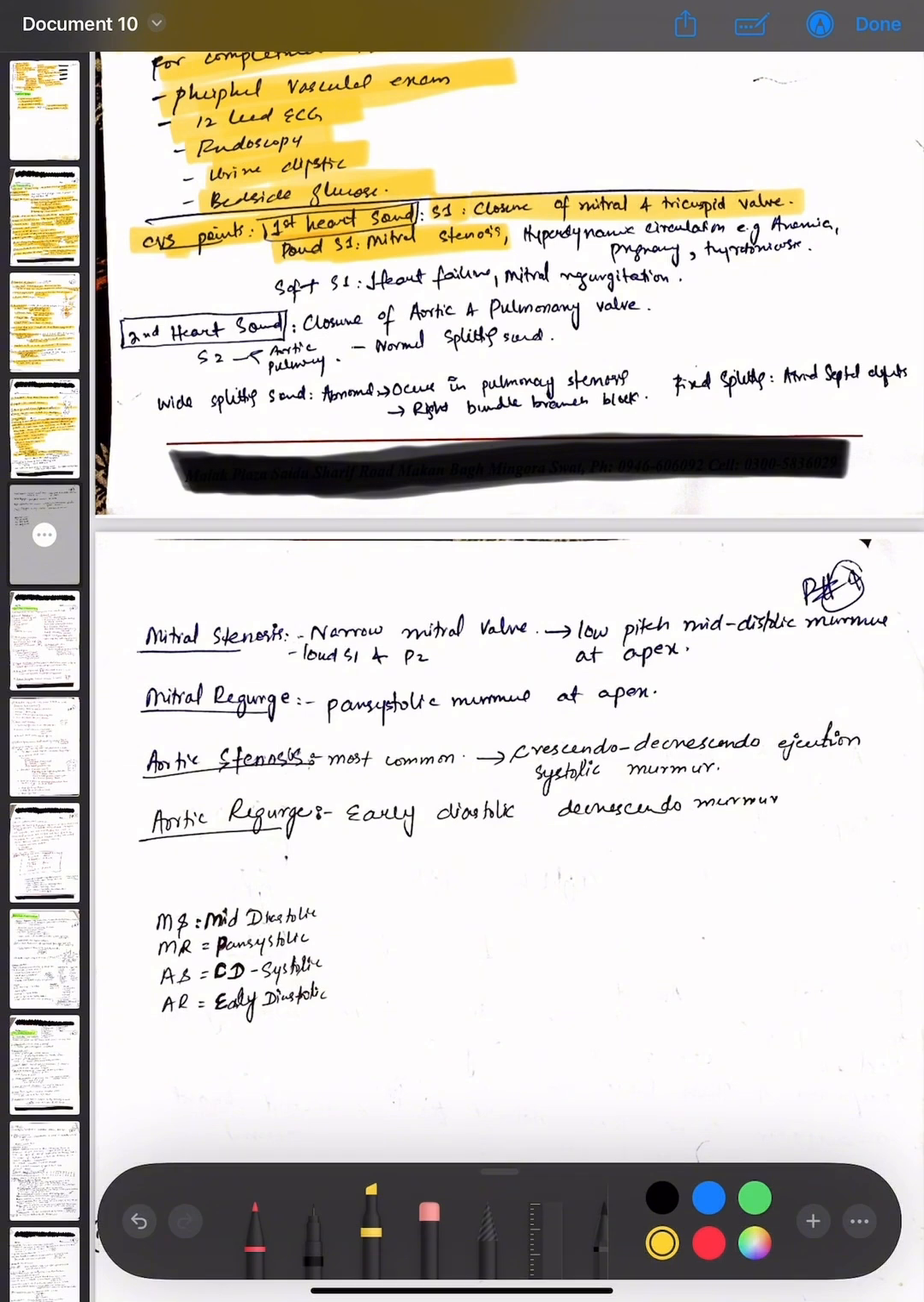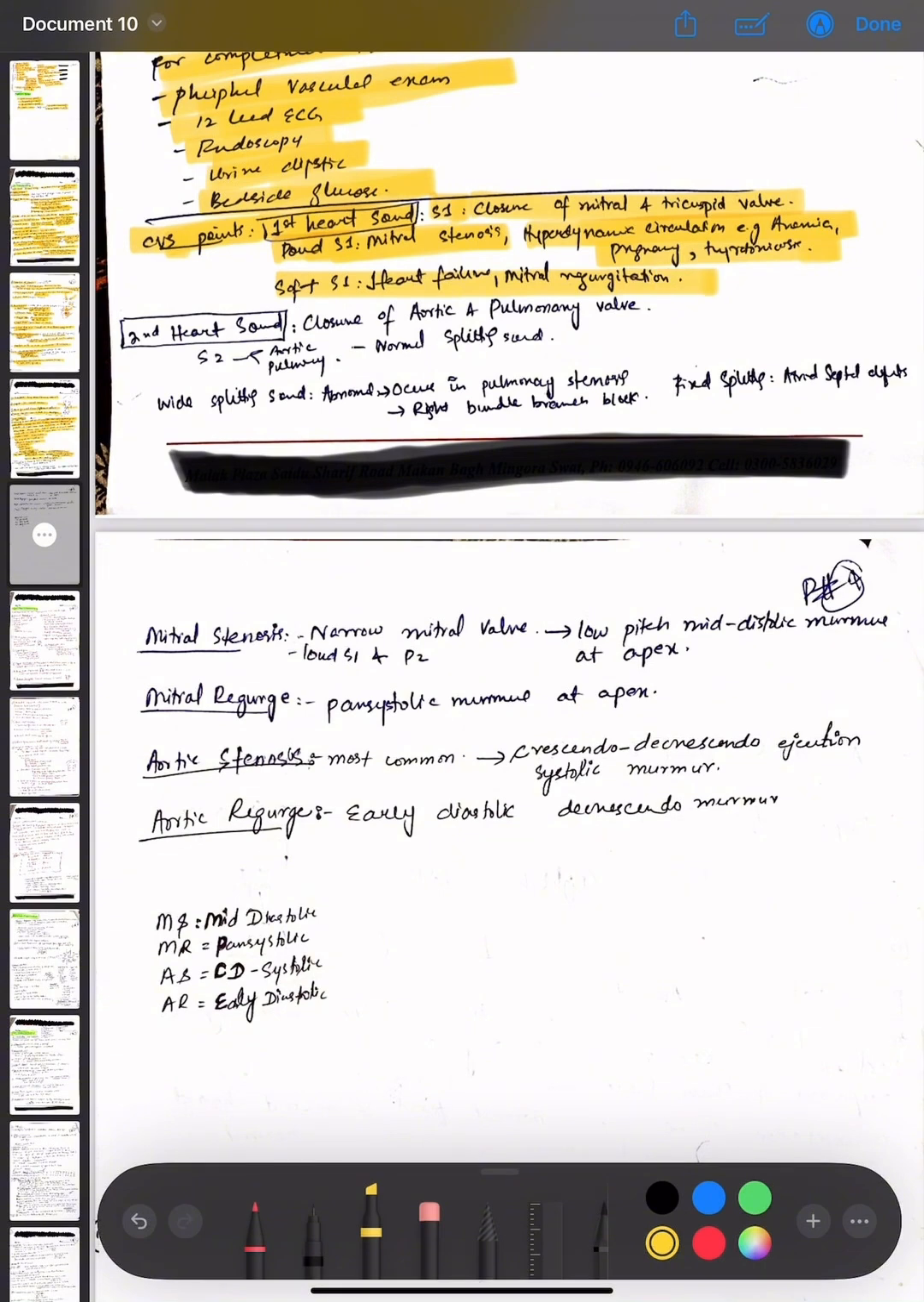Hyperdynamic circulation, for example, anemia, pregnancy, or thyrotoxicosis. The loud S1 sound is present in the following conditions: mitral stenosis, hyperdynamic circulation, anemia, pregnancy, and thyrotoxicosis. Soft S1 heart sound is present in heart failure and mitral regurgitation.